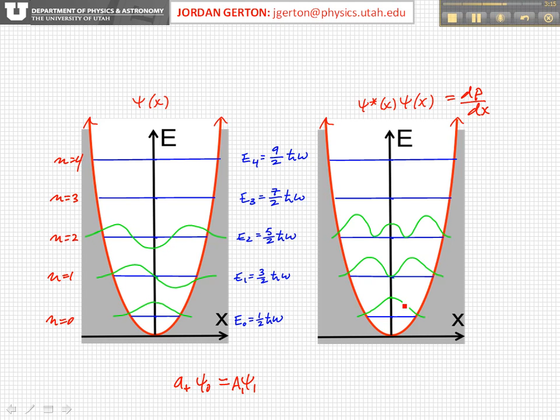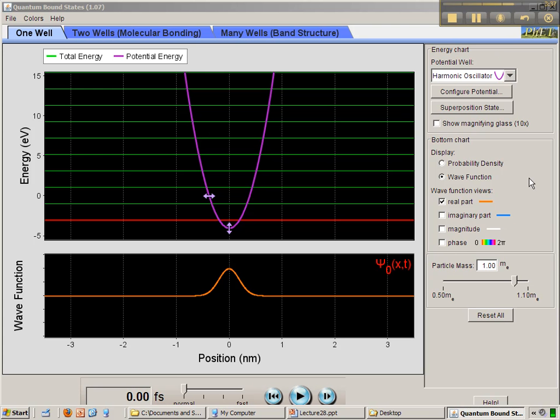Now, it gets tiring to draw these all by hand, and so I found a simulation which we can use to look at these wave functions and the probability densities more explicitly, and we can see how it varies with the shape of the potential, that is the stiffness, the slope of the sides, etc. Okay, so here's the simulation.